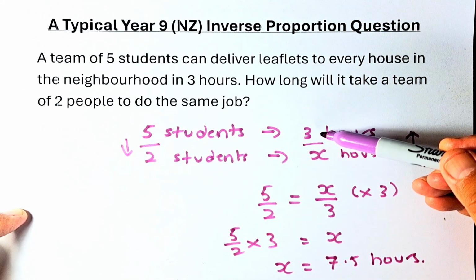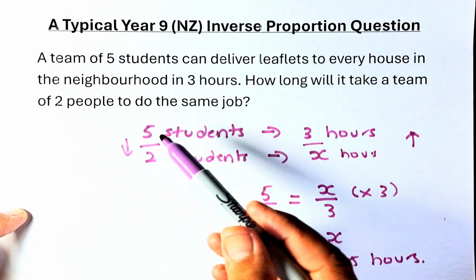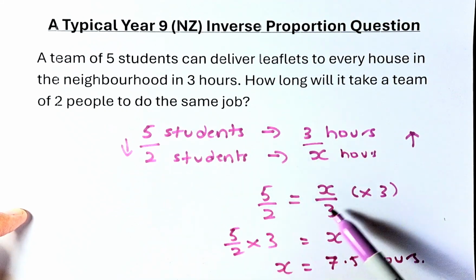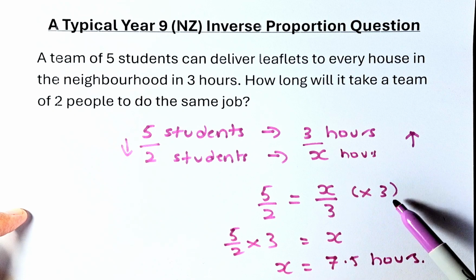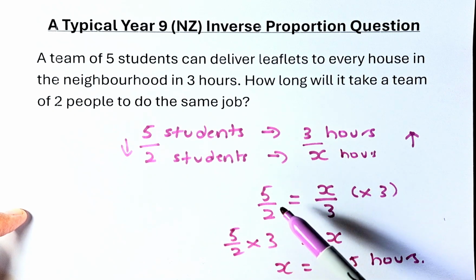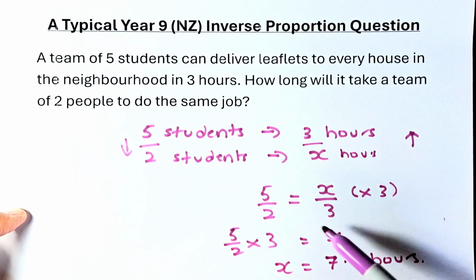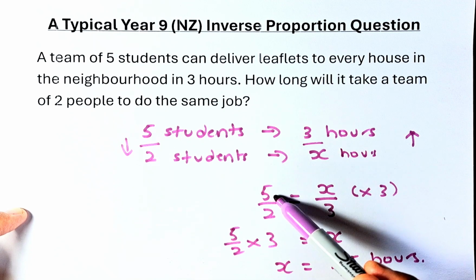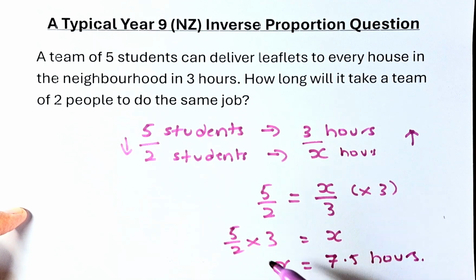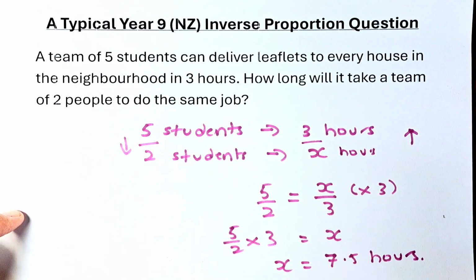So I repeat again, if you are doing inverse proportion, you take the bottom number, x, divided by the top number 3, and on the other side, you take the top divided by bottom. So that is an equation. To get rid of the 3, you multiply by 3 on both sides. When you multiply by 3, the 3 will cancel out. On one side, left with x, on the other side, 5 over 2 times 3, put in your calculator, and that is how you do an inverse proportion question.